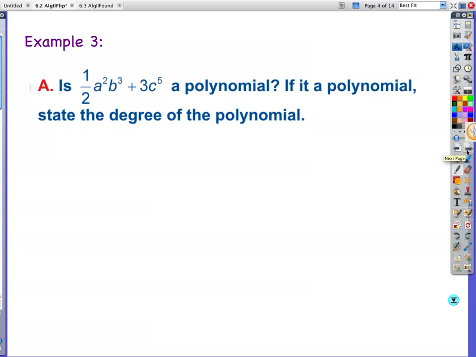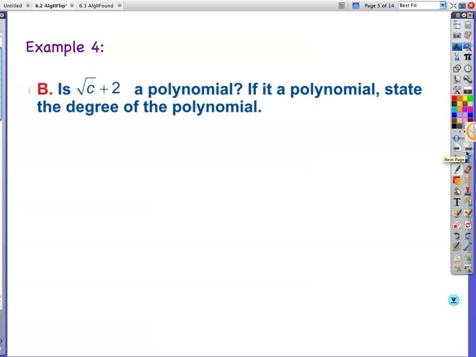Is 1/2 a squared b cubed plus 3c to the fifth a polynomial? We're going to say yes, because our powers are all positive. There's nothing in the denominator. We don't have square roots, no negative exponents. So now I look at the degree of each part. This has a degree of 5. This has a degree of 5. So what's the degree of the polynomial? Well, you could battle out who's going to win, 5 or 5. It's going to be a tie. So your degree is equal to 5.